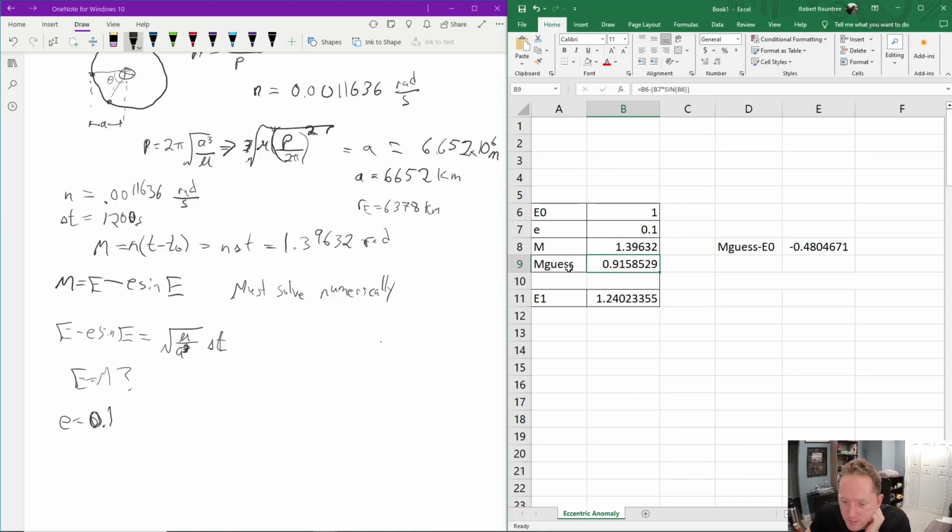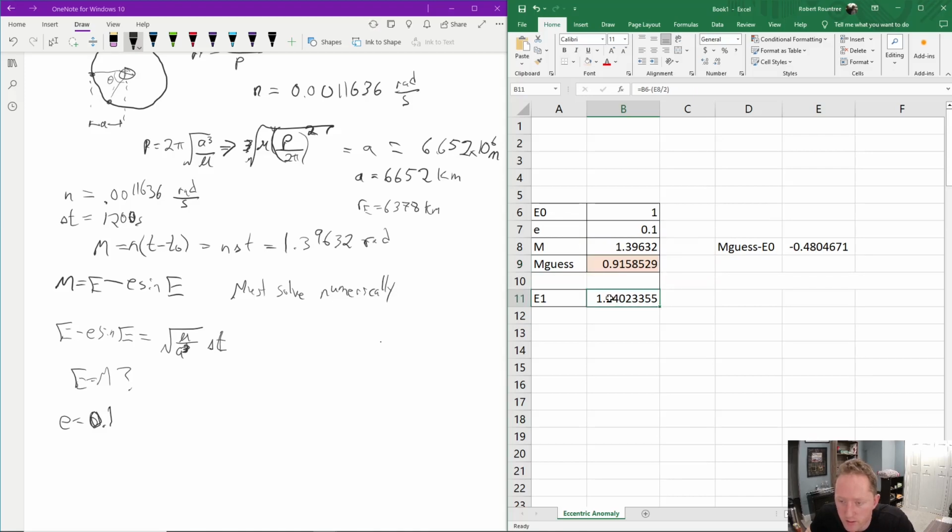Then we have this M guess here. This is actually going to be the function we're trying to make equal to the M up above. This is calculated. It's calculated by doing this equation, basically, taking the eccentric anomaly that you give it and subtracting the eccentricity times the sine of the eccentric anomaly. So that's that.